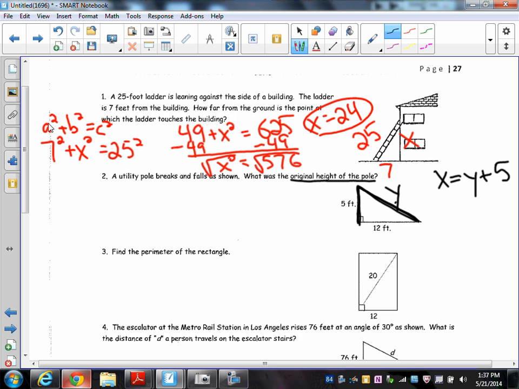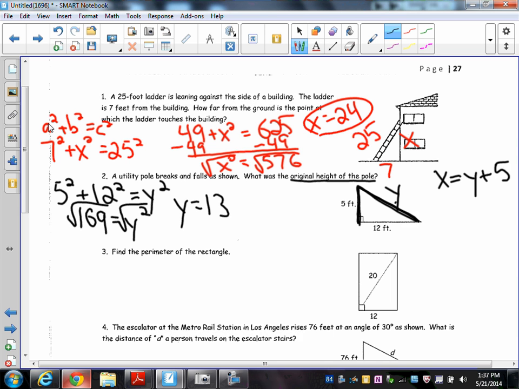So to find y, I have to use the Pythagorean theorem. My legs, or the short sides, are 5 squared plus 12 squared. That equals y squared. 5 squared plus 12 squared is 169. Again, to solve for y, I need to take the square root. So y is 13. Now I'm ready to solve for the original height of the pole. It's 13 plus 5, which is 18.